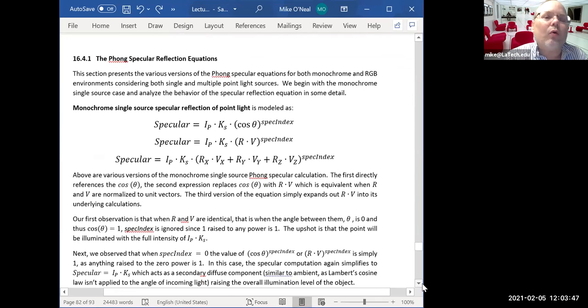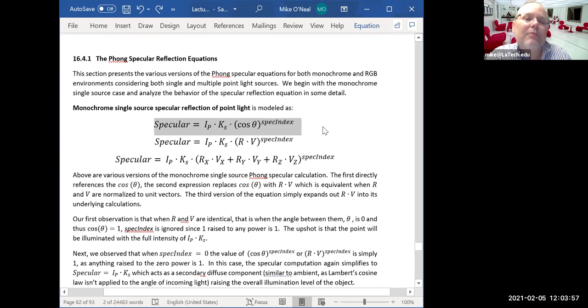So, what is the Phong specular reflection equation? Well, specular is modeled as IP, that's the same intensity of the point light source, times Ks. This is a new constant. It's the constant of specular reflectivity that's telling you how shiny the object is.